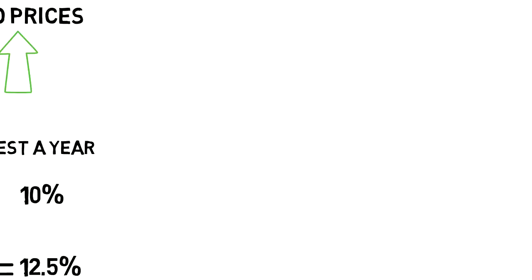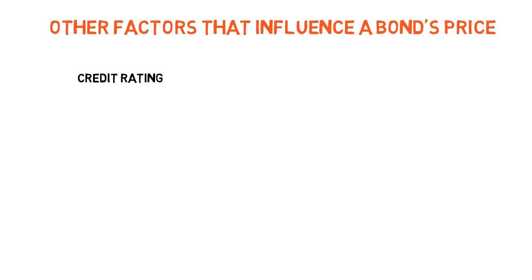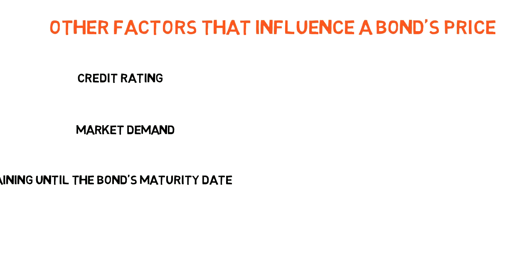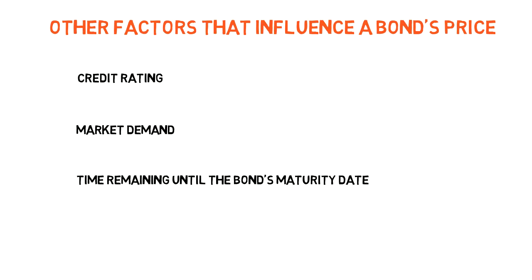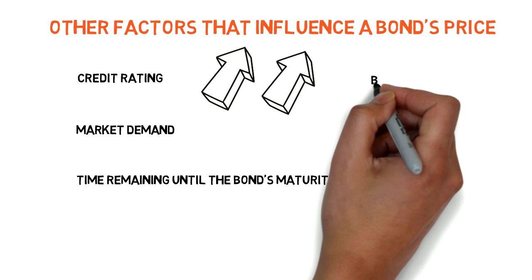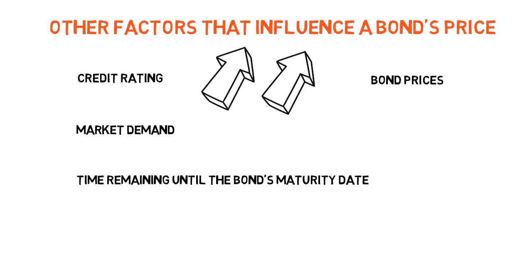Three other factors that influence a bond's current market price are the credit rating of the entity that issues the bond, the market demand for the bond and the time remaining until the bond's maturity date. Credit ratings of bond issuers are assigned by credit rating agencies. In general, the higher the credit rating, the higher are the bond prices as the investment is deemed secure. If the rating goes down, it will drive their bond prices lower.